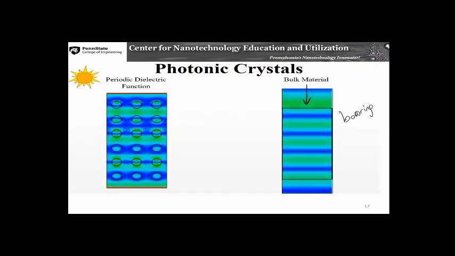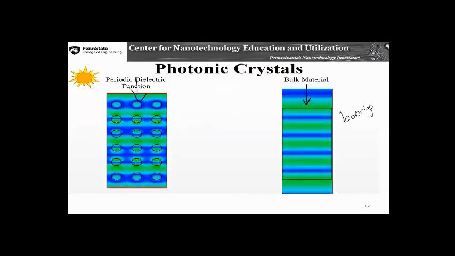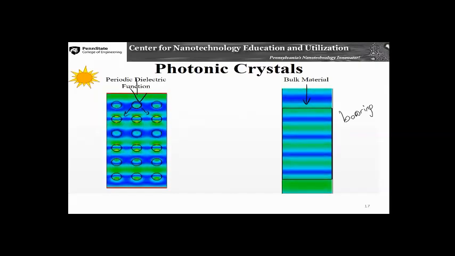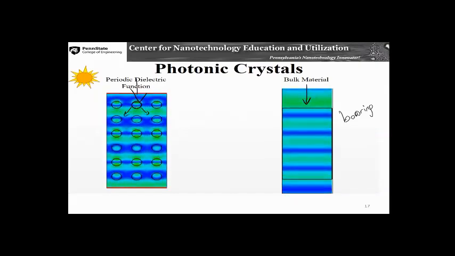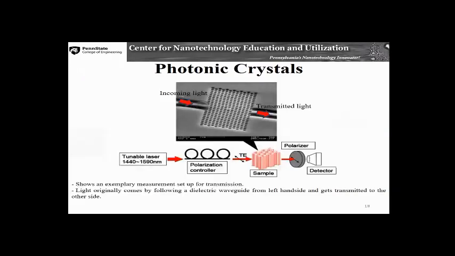So that was what was happening. But now, with the periodic function, with those drilled holes, now I have this scattering of the light, right? And the light is not propagating in the same fashion as before. That's very intriguing.